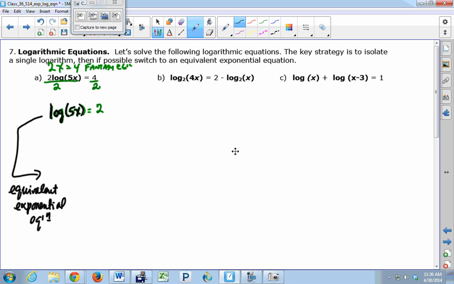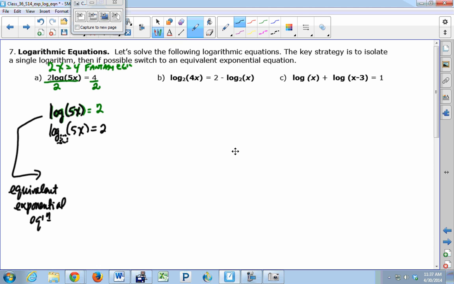What's the base on that log 5x? It's not there, but you know what it is. Not 1. When I just write log, it's 10. That's our common log. So this is really log base 10 of 5x equals 2. I'm just going to put it in so you can see it. So this is log base 10 of 5x equals 2.